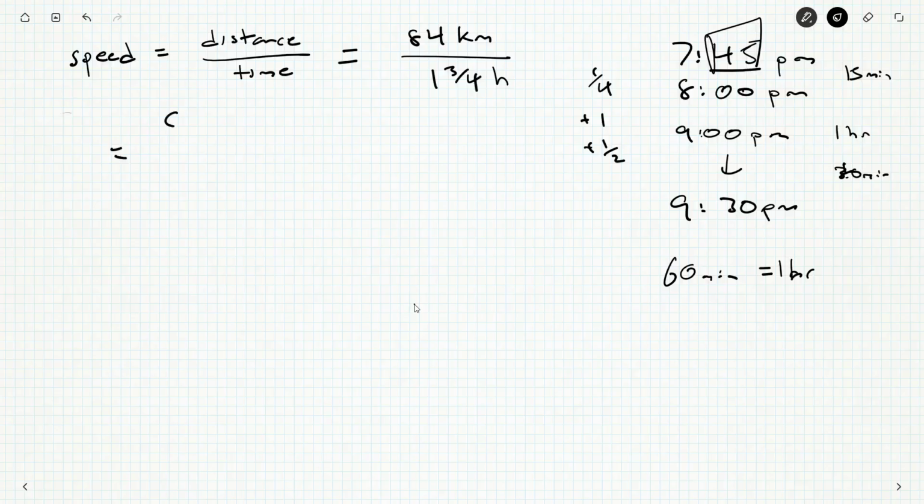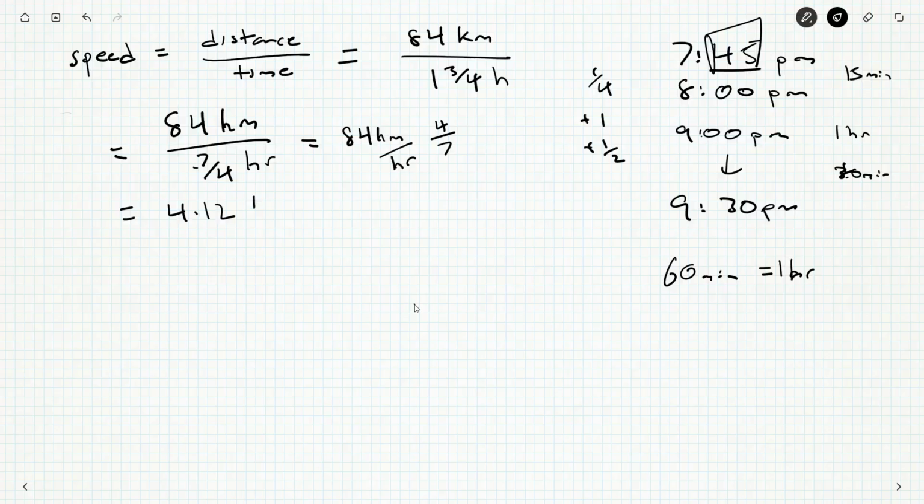So now all that's left for us to do is to get this as a single kilometers per hour expression. I'm going to change my 1 3/4 into 7/4, because now I can invert and multiply. So this is the same as 84 kilometers times 4 over 7, and we'll leave the hours down there. But 84 over 7 is 12. So this is 4 times 12 kilometers per hour. And 4 times 12 is 48 kilometers per hour.